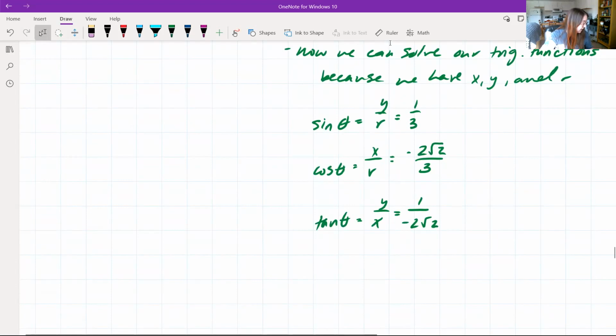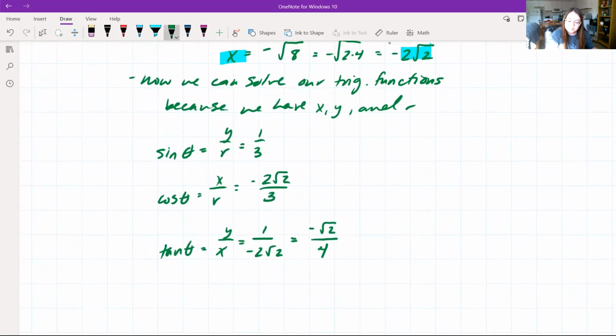Then we can go ahead and simplify this. We have to multiply our numerator and denominator by the square root of 2. This gives us negative square root of 2 over 4. And let's scoot over a little bit. Then we can do cosecant of theta, which was r over y. So that would be 3 over 1, which is just 3.